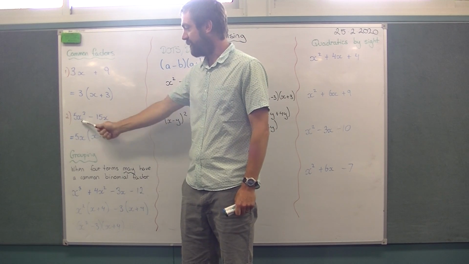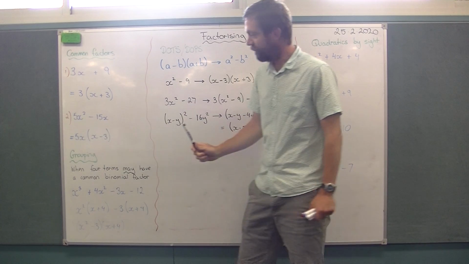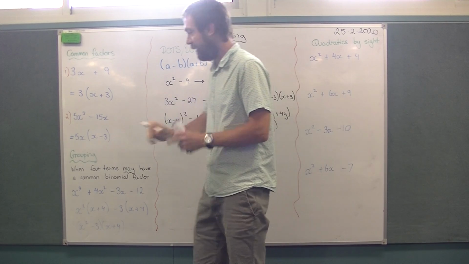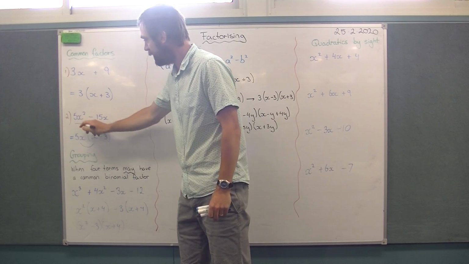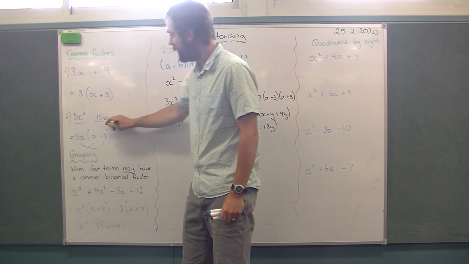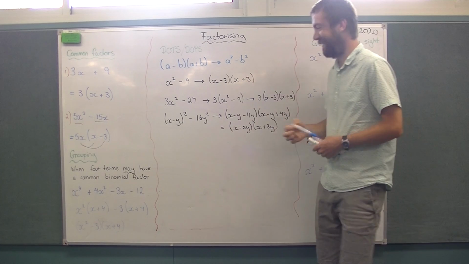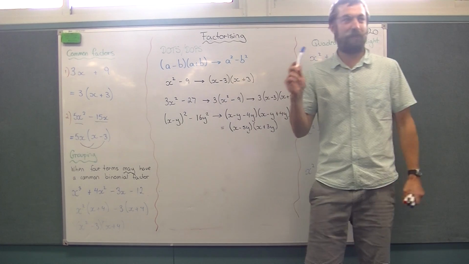This one, common factors can also have variables in them. If you're really unsure if you've pulled the right common factor out, make sure that you expand it to double check. 5 times x should be this, and 5x times 3 should be this. Yeah? Yes. Good. Grouping. Is everyone familiar with grouping?